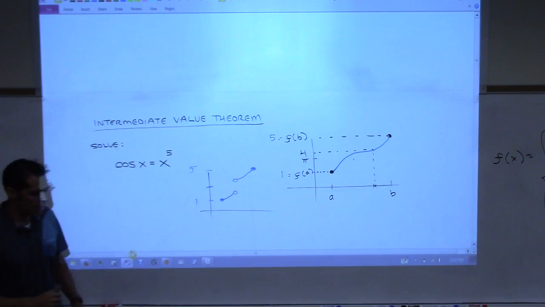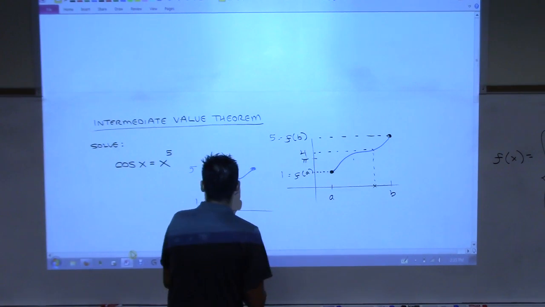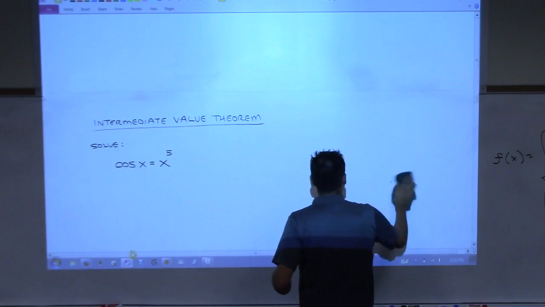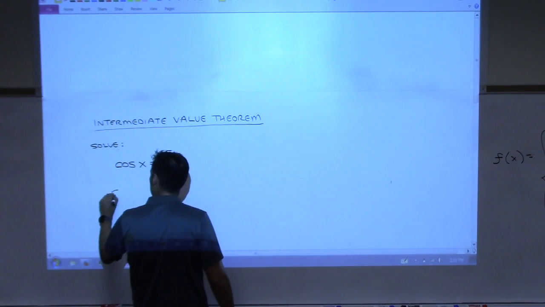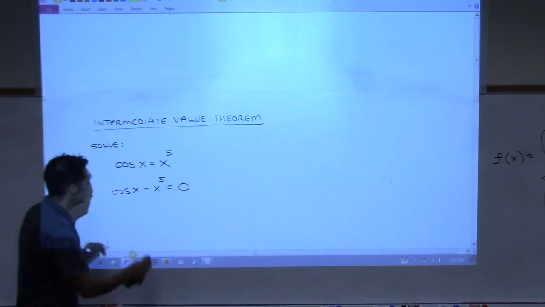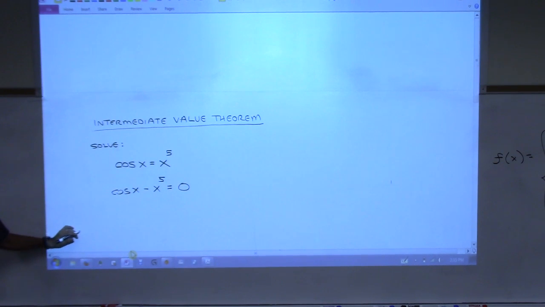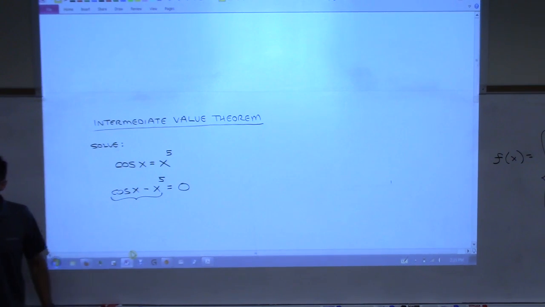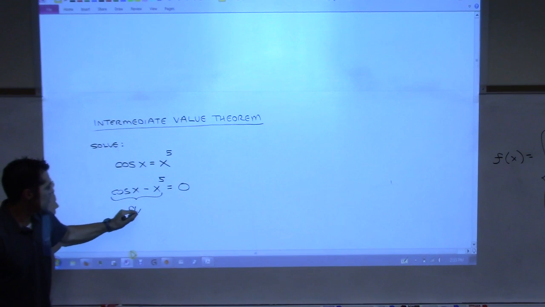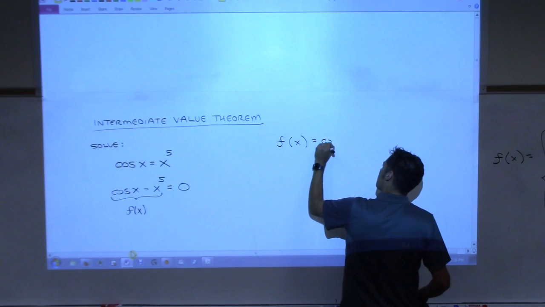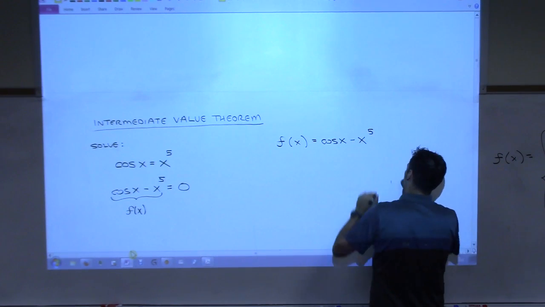Now, how is that related to this? Well, let me show you. I'm going to take this equation right here, and I'm going to move everything to one side. All right, there we go. I moved it all to one side. Just on this left side, I'm going to call this left side f of x. So I'm defining a function f of x equals cosine x minus x to the fifth.